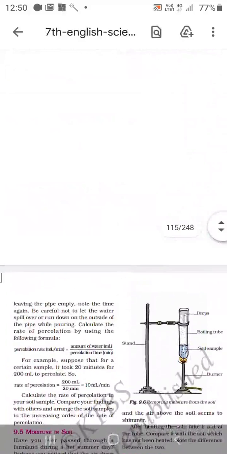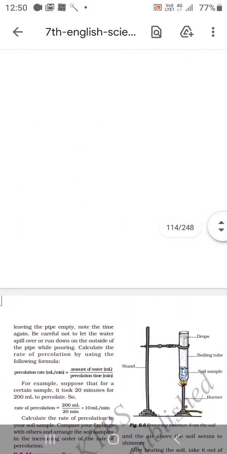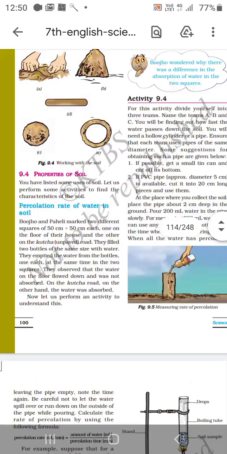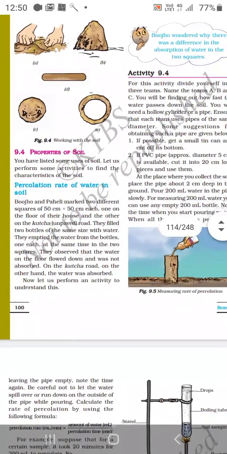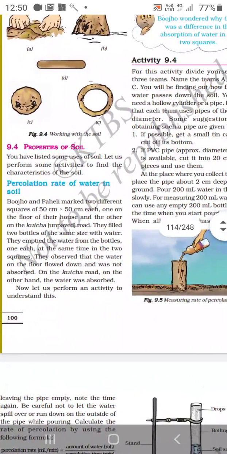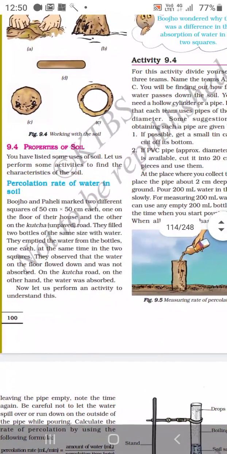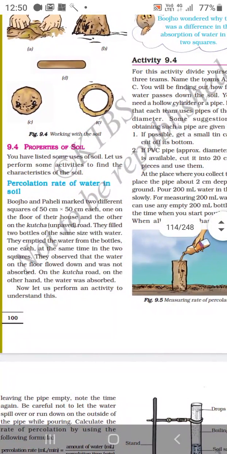Properties of soil. You listed some uses of soil. Bujo and Paheli marked two different squares of 50 centimeters, and they did this activity.